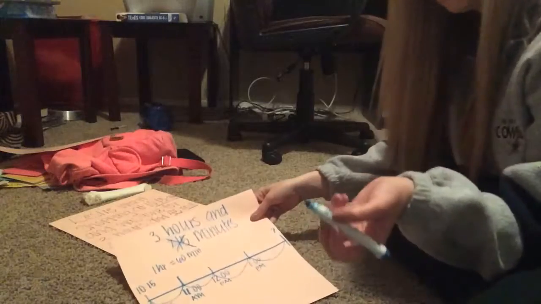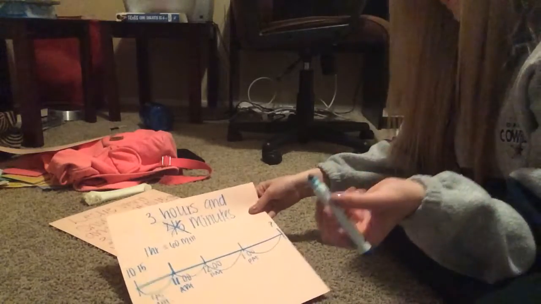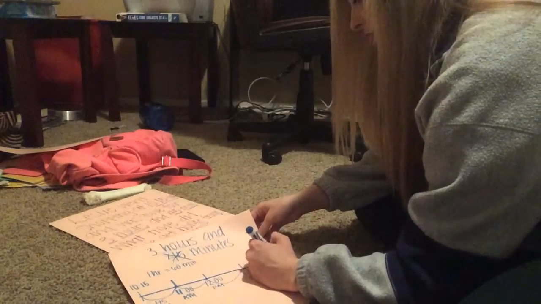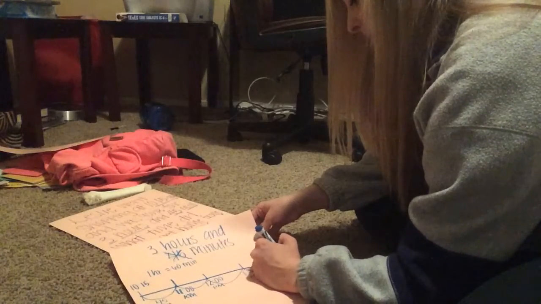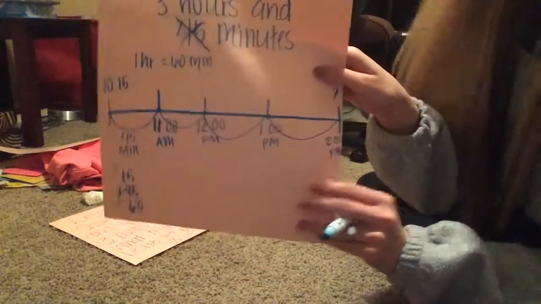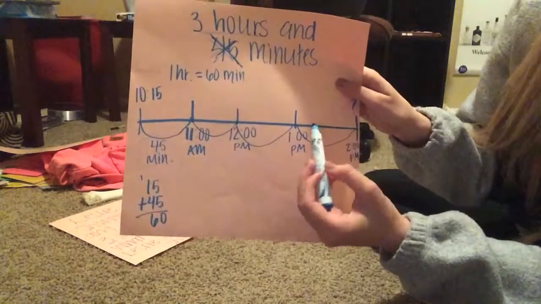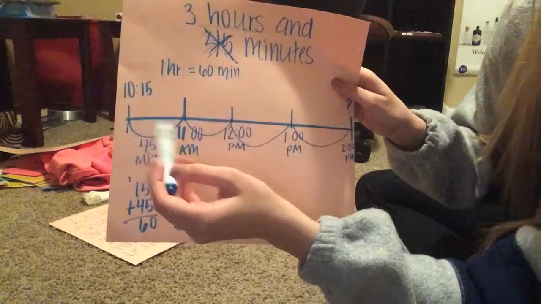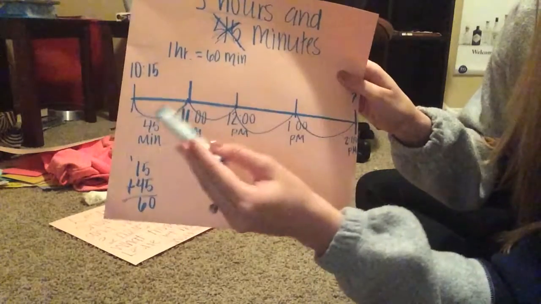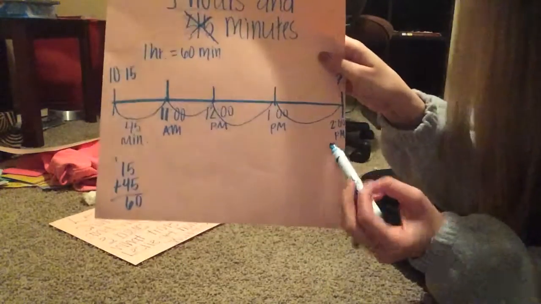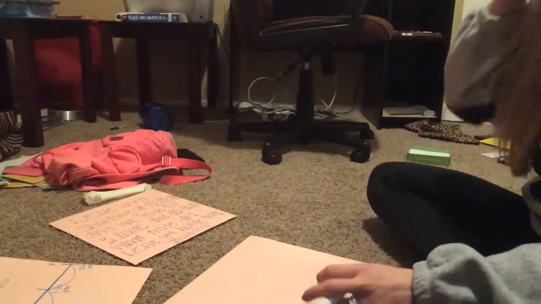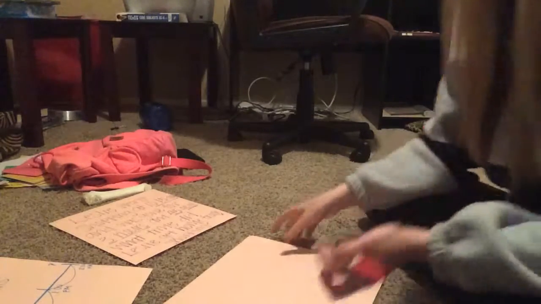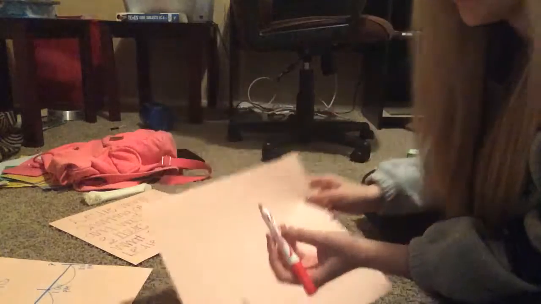So 1 o'clock plus 60, or 1 o'clock plus 1 hour, is going to be 2 o'clock p.m. So this tells us that Leslie got home at 2 o'clock p.m. because 10:15 plus 1 hour, 2 hours, 3 hours, and 45 minutes is 2 o'clock. So the next way that I'm going to show you how to solve this problem is going to be with a base 60 chart. So I'm going to draw a chart right here.